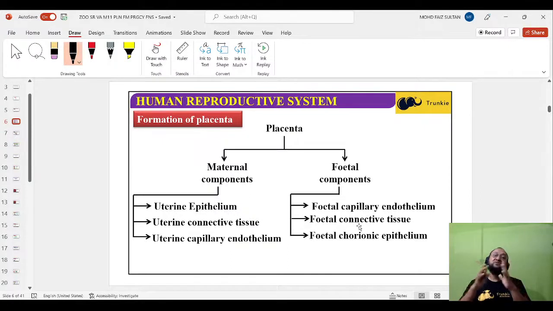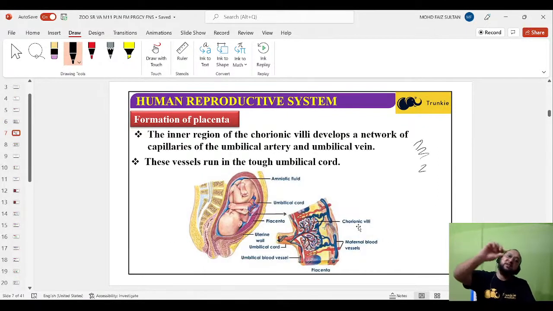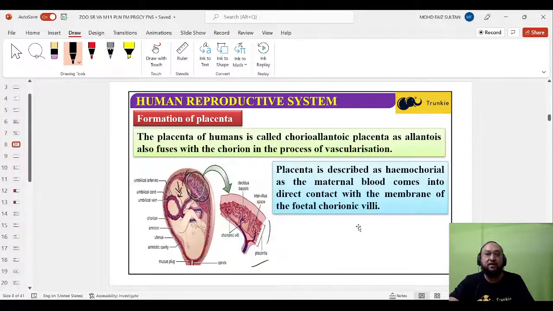This is the blood carrying structure which helps in the exchange of substances. Placenta plays a very important role in the exchange of substances between the fetus and the mother, such as nutrients, oxygen, carbon dioxide, etc. Then this structure, placenta, passes through the umbilical cord to the fetus, and this is also a kind of blood vessel. The tough umbilical cord is covering those blood vessels. Placenta in humans is called chorial.